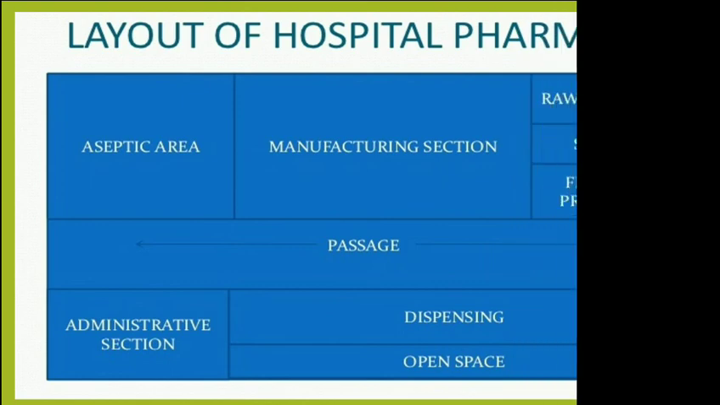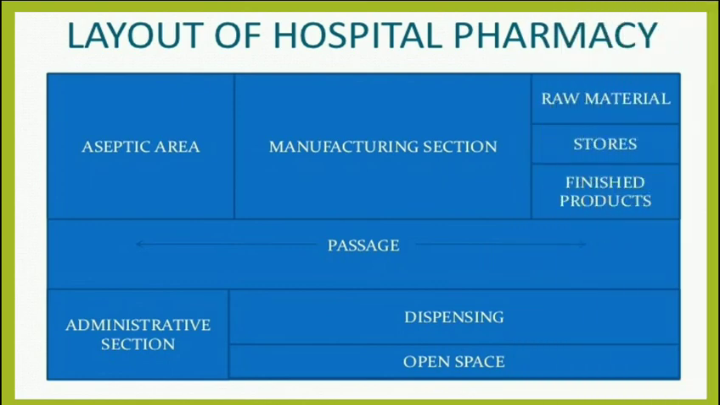Now this is one layout of hospital pharmacy, that is aseptic area section, manufacturing section. Besides the manufacturing section, there are different compartments for raw materials, then store compartments for medicines and finished products, then passage, then one administrative section, dispensing section, and open space for outpatients.